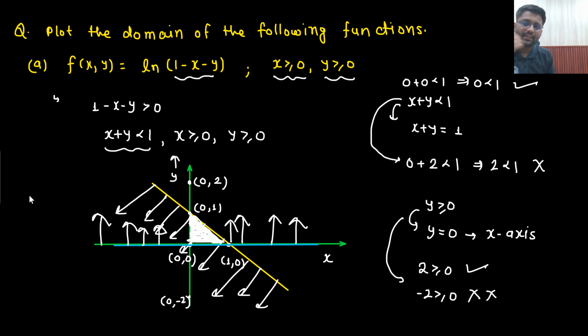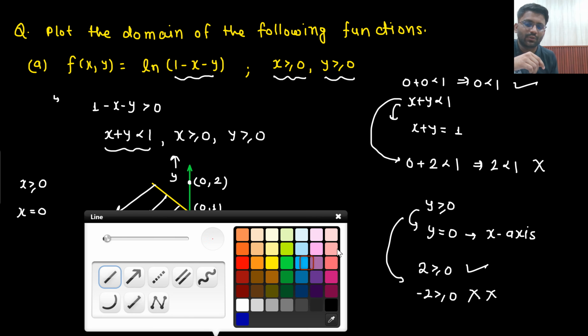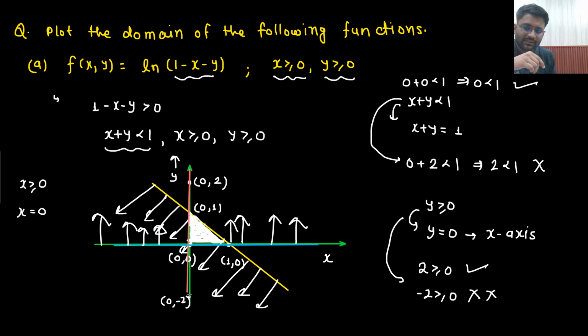I need to draw the graph of x greater than or equals to 0. So first what I will do? I will draw the graph of x equals to 0. What is the graph of x equals to 0? The graph of x equals to 0 is nothing but the y-axis. This is the graph, right? This is nothing but the y-axis.